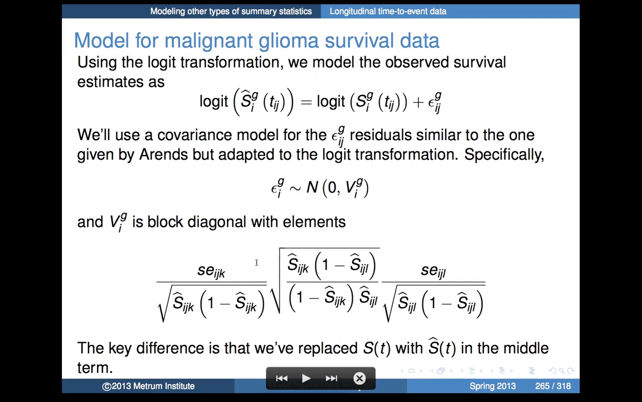And there's one other important difference that is maybe subtle when you're just looking at these slides, is that I've replaced the S's in the middle term with S hats. So what that means is the way that I'm approaching this model is this variance covariance matrix, or the elements in these VI matrices, are fixed and known at the beginning. I'm not updating these in the estimation process.